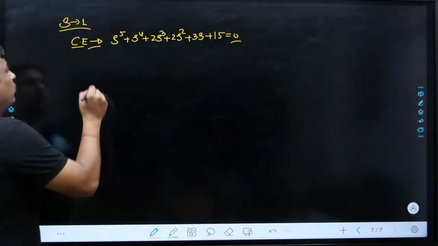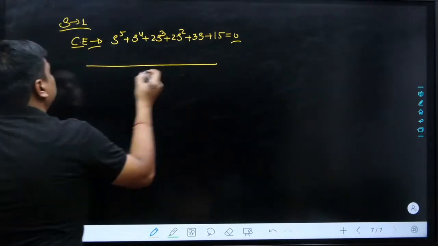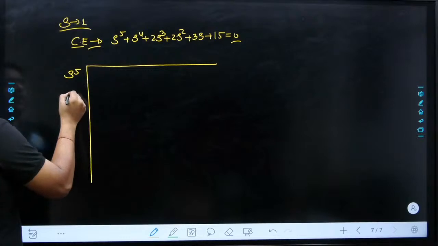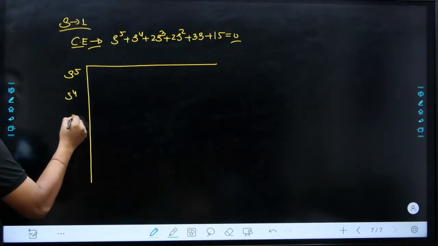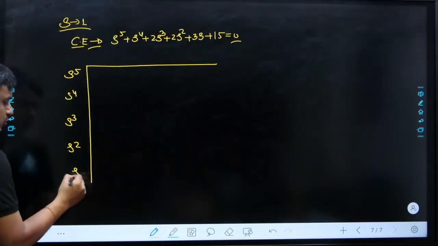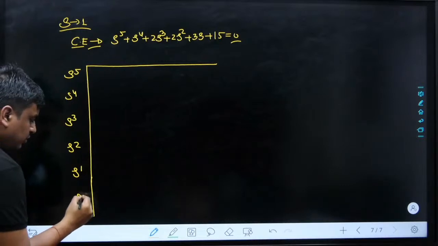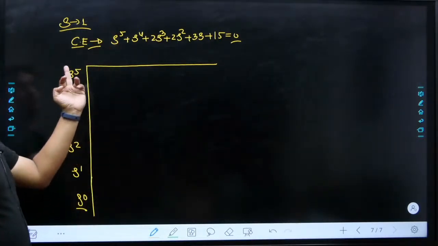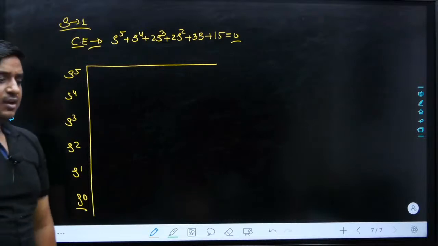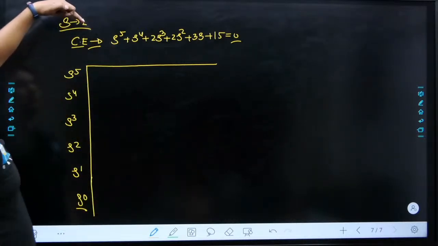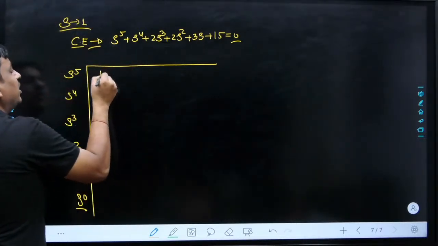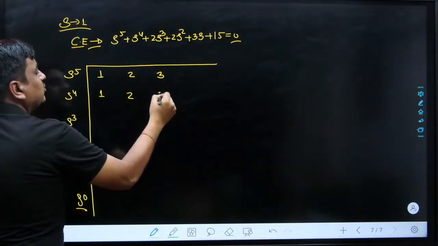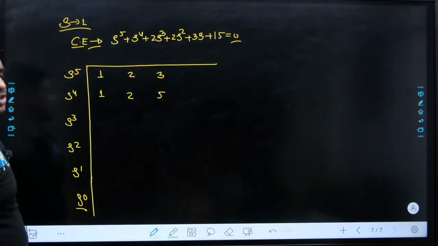So tell me, how would we proceed with this problem? The first row would be dedicated to s to the 5, then it goes to 4, then 3, then 2, then 1, and then 0. How many rows will you have? 1 greater than the degree. Degree is 5, so here you will have 6 rows. So tell me how the data would be fed in. Here it would be 1, here 1, here 2, here 2, here 3, here 5. Obviously, sir. No issue as such.